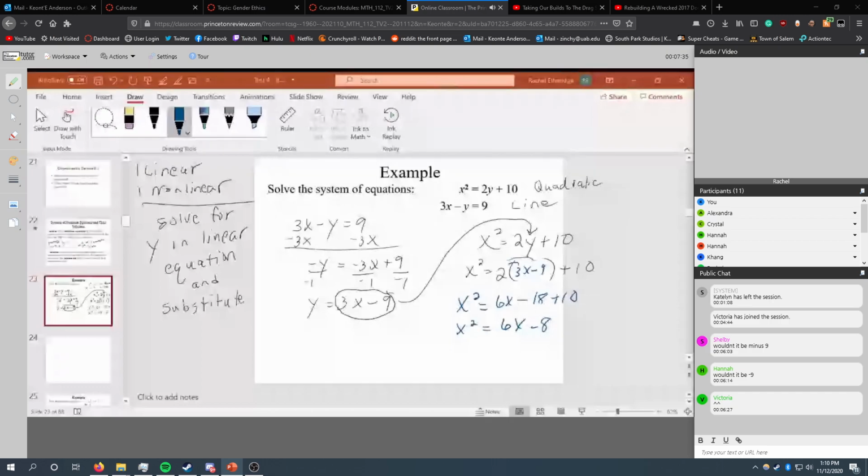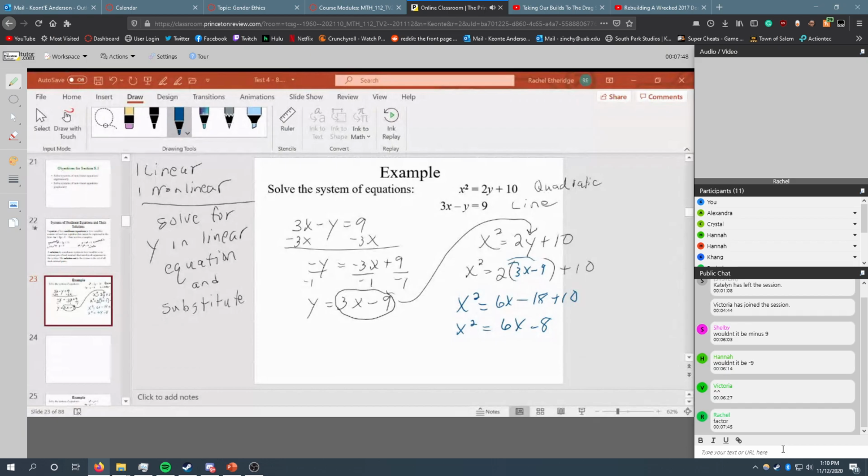What does it mean when you see an x squared? It means you have to do what? I know somebody knows. Can you solve it like that? Yeah, so we need to factor.